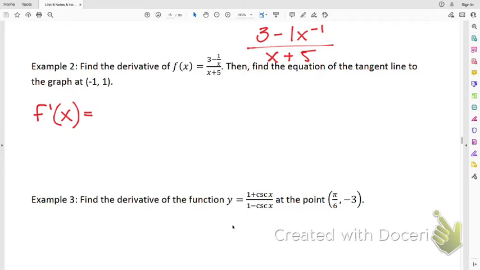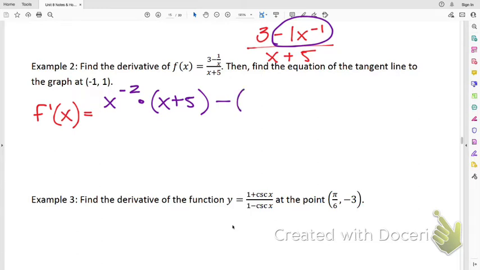What's the derivative of 3? Nothing. I don't care about it. When I take the derivative of this term, I bring the negative 1 down front, multiply, and get 1 times x to the negative second. Okay, quotient rule then says multiply that by what? X plus 5. What comes next in quotient rule? Minus. Minus what?